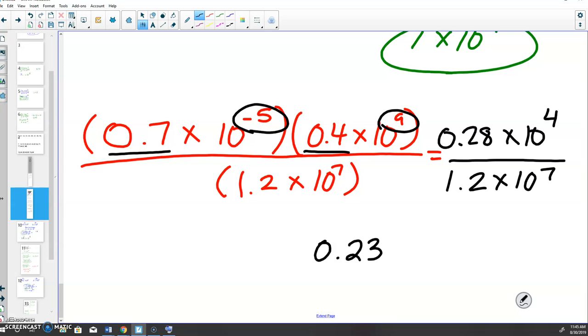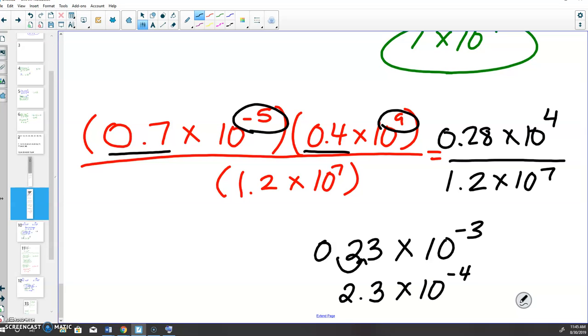23 repeating. So if we round it, it would just be 0.23 times 10 to the 4 minus 7. Negative 3. I have to move it back 1 to get it in the correct spot. So I move this one back 1, which is going to be at negative 4. Good job.